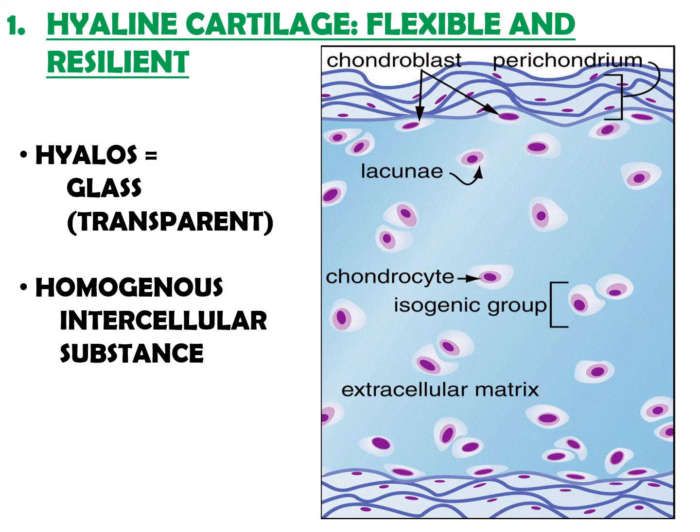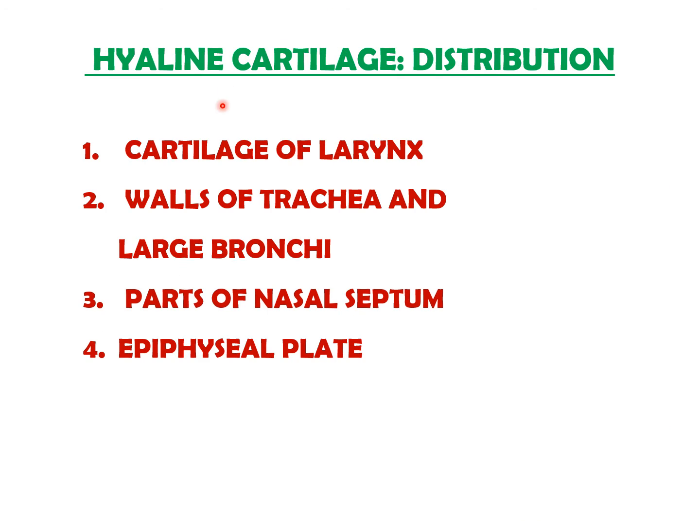Examples of hyaline cartilage you can mostly see in costal cartilage, articular cartilage, thyroid cartilage, cricoid cartilage, arytenoid cartilage, tracheal rings, and the large and small bronchi. So these are the hyaline cartilage. The hyaline cartilage distribution is mainly the cartilage of the larynx, wall of the trachea, large bronchi, parts of the nasal septum, and epiphyseal plate. So these are the distribution of hyaline cartilage.